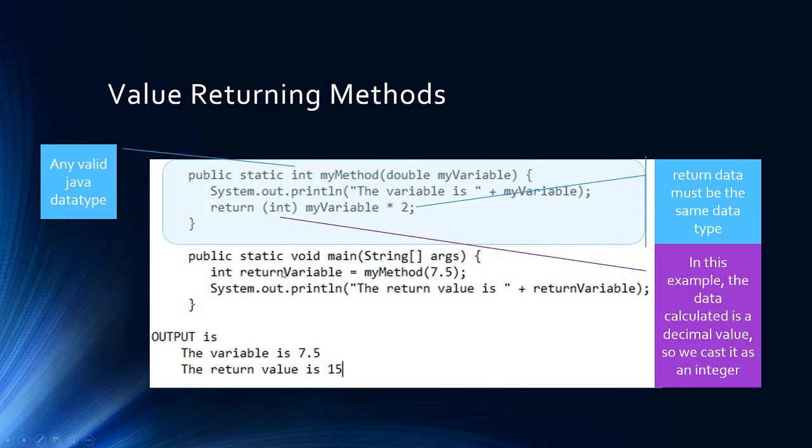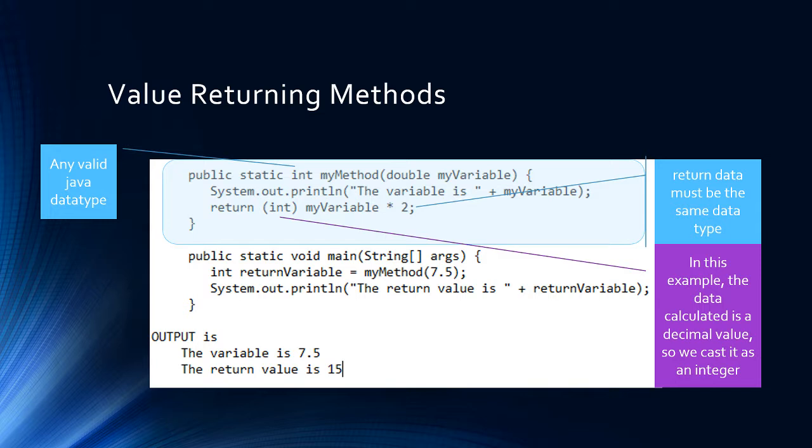In this example, we have a main method that sets up a variable as an integer. The variable is named return variable, and we set its value by calling the method named my method. We're passing the method named my method the value 7.5 as a parameter. Then we're issuing a print line statement saying the return value is, and whatever the value is of our return variable. You could set this code up in NetBeans if you wanted to try it so that you can see exactly how it works.